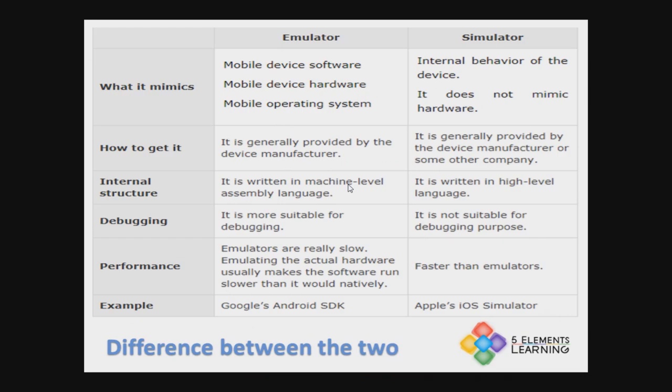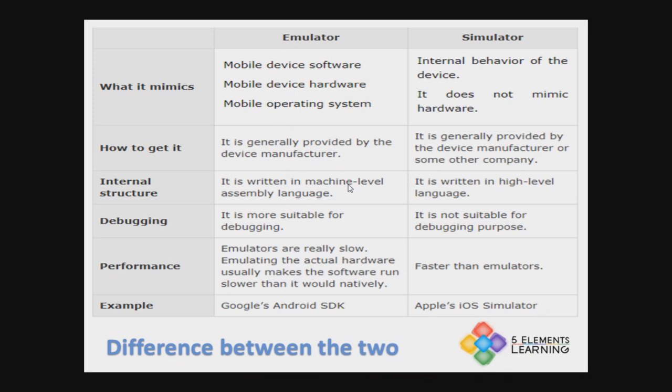So what is the difference between an emulator and a simulator? What is an emulator mimicking? It is mimicking the software, the hardware and the OS. What is a simulator mimicking? It is mimicking the internal behavior of the device but not the hardware. How do you get emulators? They are generally provided by the manufacturers. Same for simulators, or by some other organization as well. In internal structure, an emulator is written using a machine level language, whereas a simulator is written using a high level language. An emulator is more suitable for debugging, a simulator is not.